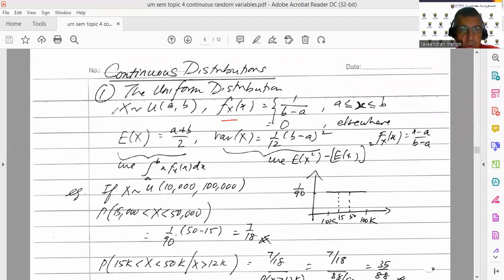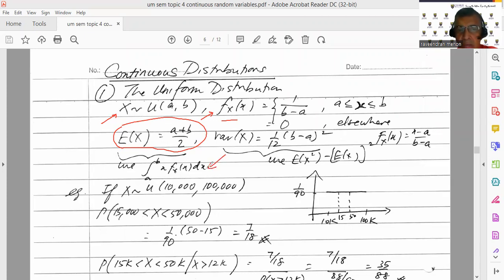Now we know this notation and the PDF. The expected value of X, you can do it yourself, is A plus B over 2. And then the variance of X is just (B minus A) squared over 12. We can derive this. I told you how to get it.